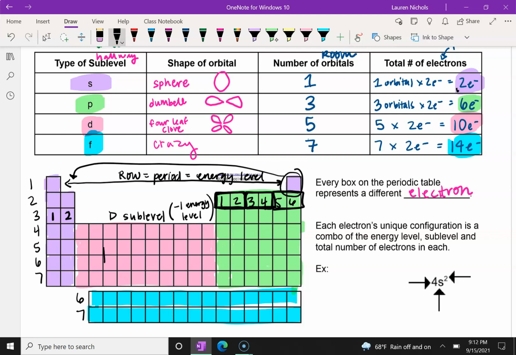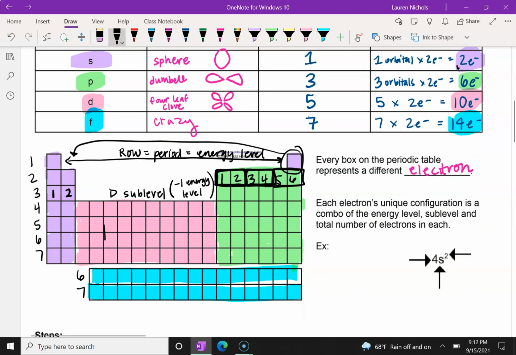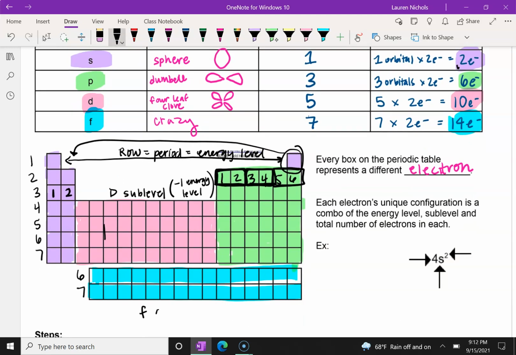And so when they do that, the shape of our D sublevel, if you look at this, that shape is a lot more complicated than P. And so it begins to fill in a different order. The F sublevel down here is similar, except it's so complicated that you subtract 2 energy levels. Okay, and so what I mean by that, I'll show you an example.